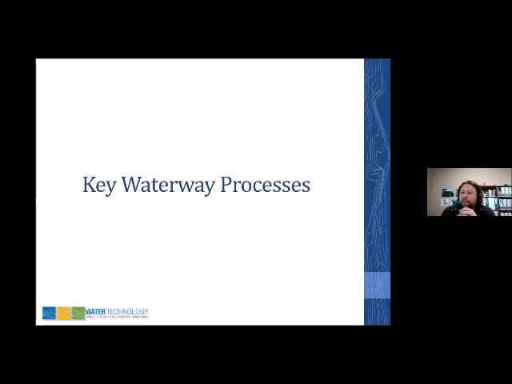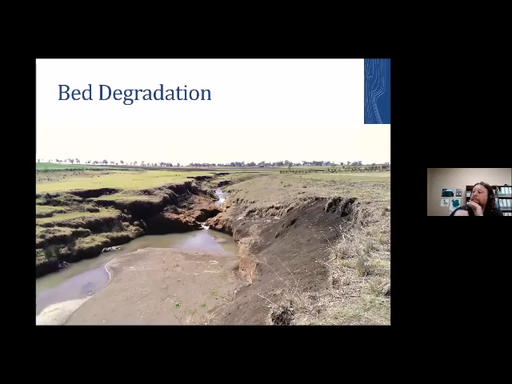So in context of Burgoigee Creek, what are the key waterway processes that we see? Most commonly when we talk about erosion processes, people think of bank erosion processes, but quite commonly, one of the most active erosion processes that occurs across river systems across most of Australia, and indeed certainly up the east coast of Australia, relates to bed erosion processes.